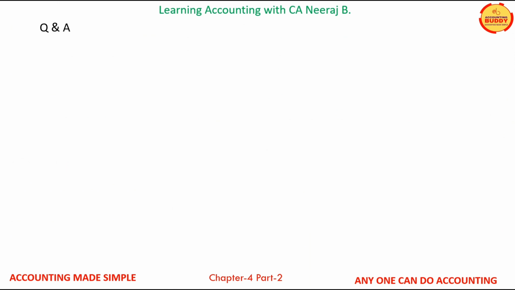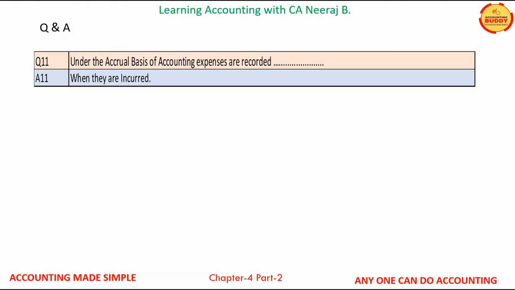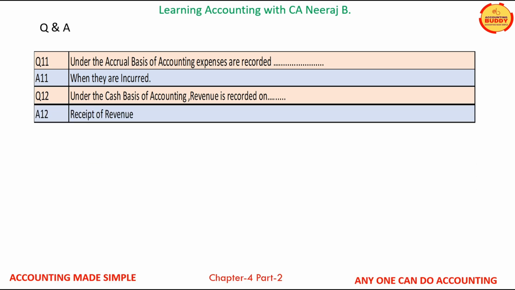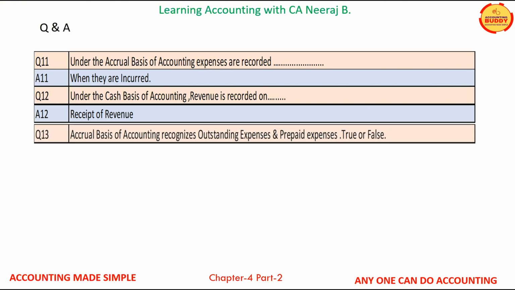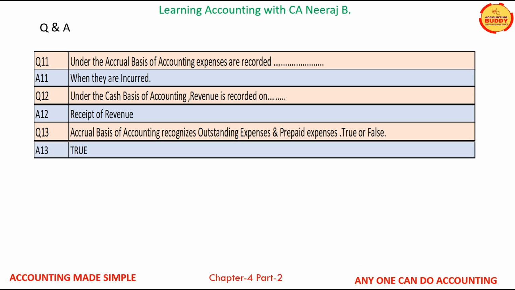Question number 11 on your screens is under accrual basis of accounting, expenses are recorded. The answer is when they are incurred. Question number 12, under cash basis of accounting, revenue is recorded on. The answer is receipt of revenue. Question number 13, accrual basis of accounting recognizes outstanding expenses and prepaid expenses. True or false? This is a true statement.